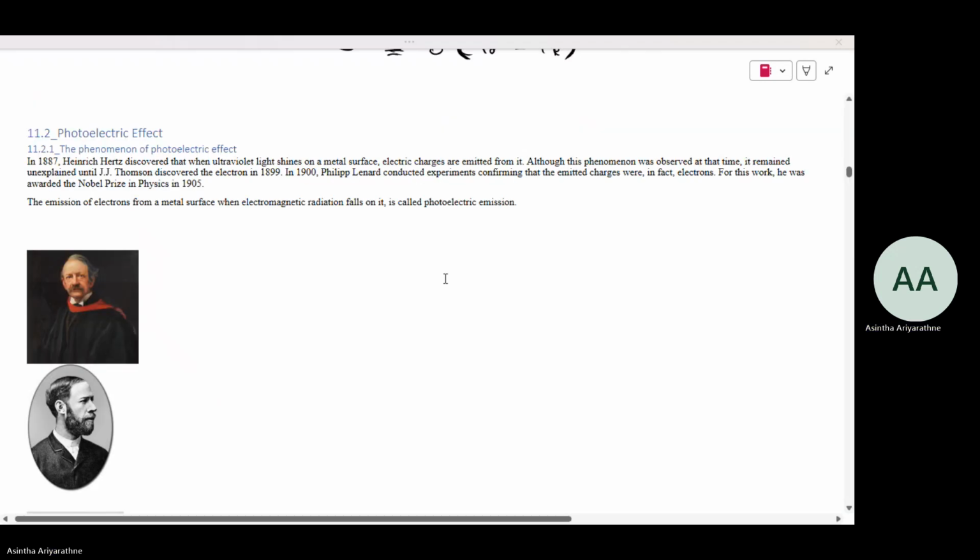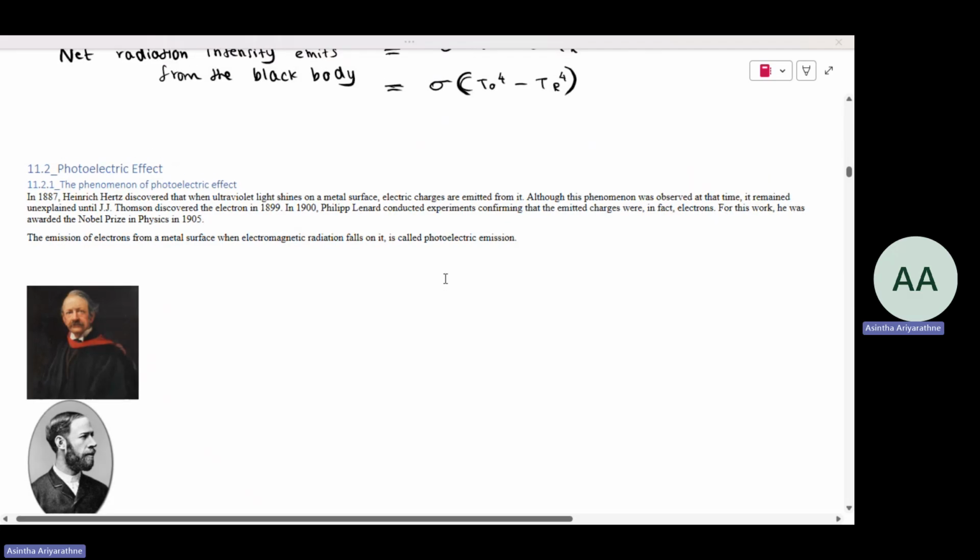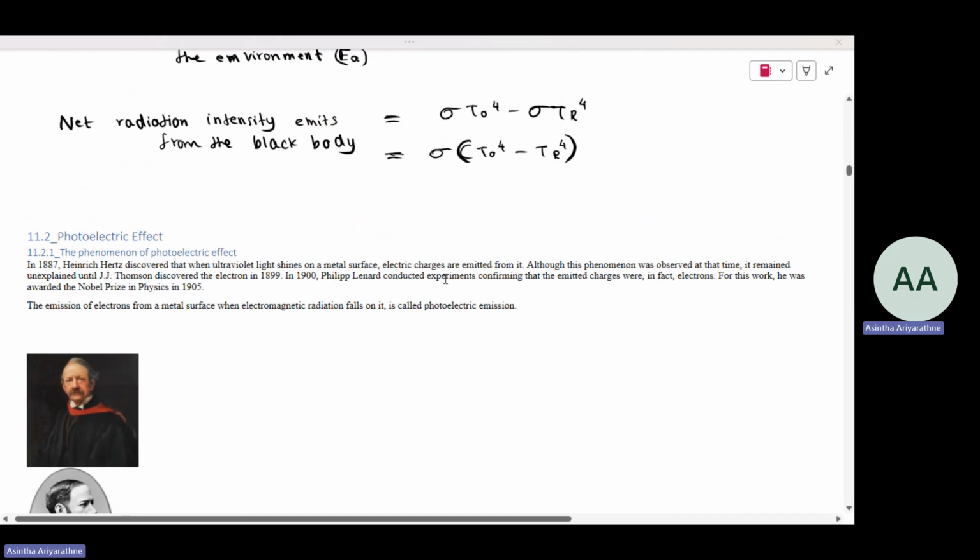Today we are going to start the second section on the matter and radiation module, which is the photoelectric effect. As the name suggests, it is a phenomenon related to electrons and photons. I think you have heard about photons and electrons already in chemistry as well. So let's see what it actually is.